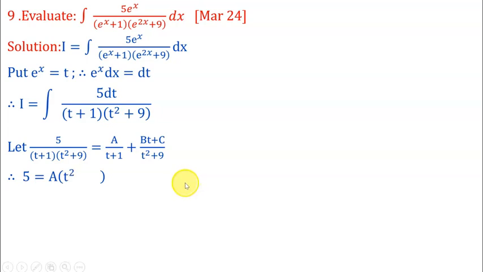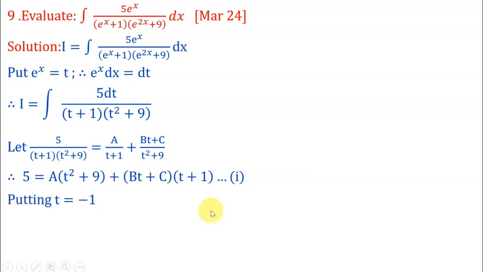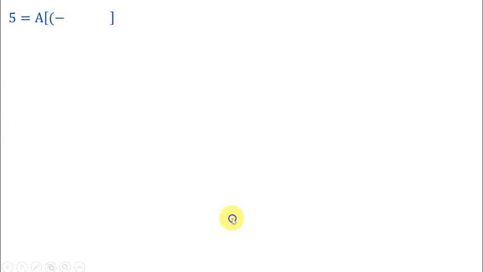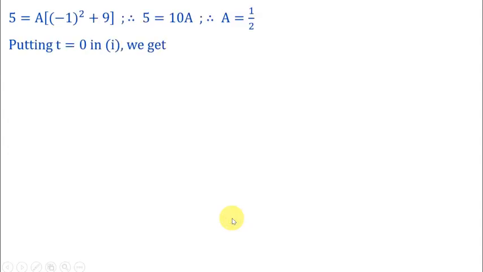We have solved this type of example. Now after simplification, multiplying on both sides by (t + 1)(t² + 9), you will get 5t = A(t² + 9) + (Bt + C)(t + 1). This is the first equation. Now find the values of A, B, C. First put t = −1. You will get the value of A. See this here, A is equal to 1/2.